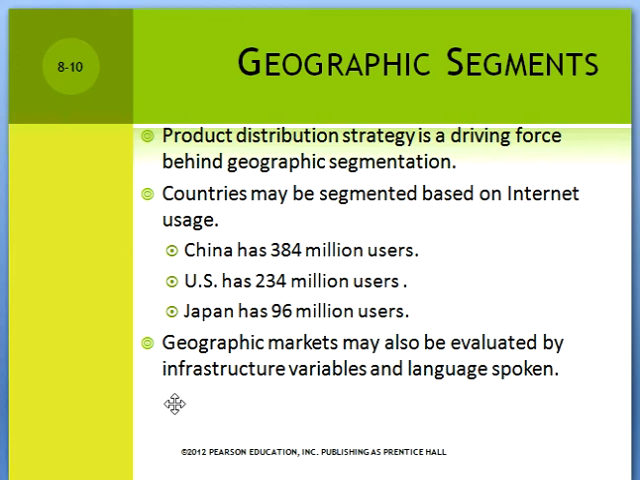So geographic segmentation is based on the distribution strategy and driving force. I won't spend too much time on the basic concept because you already know that from the basic market, but we'll just apply that to the internet. Here you see that countries may be segmented based on internet usage. China is the biggest segment in this case. They have 384 million users. US has got 234 million, and then Japan 96 million users. So you can divide that market into geographical segmentation. Geographical markets may also be evaluated by infrastructure variables and the languages spoken.